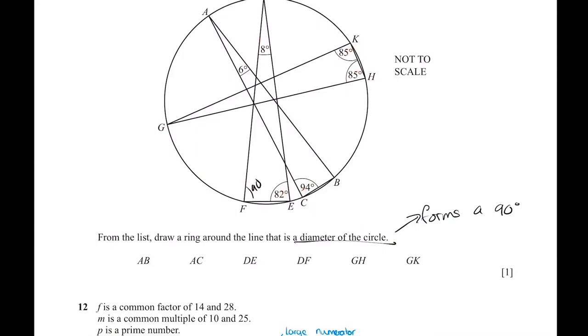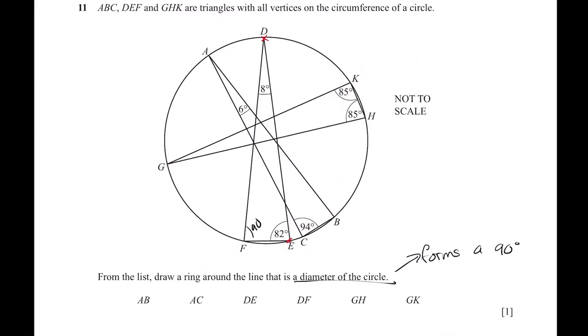90. So you can see that these 2 points form a 90-degree angle. So your diameter should be DE.